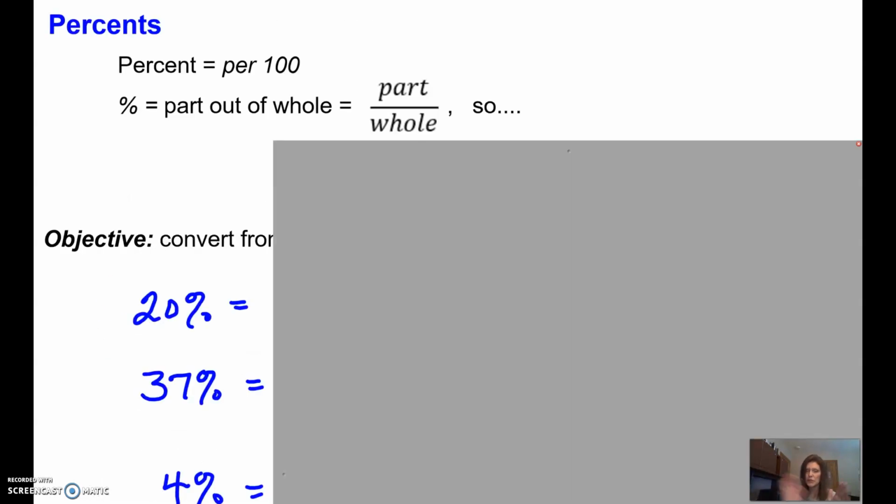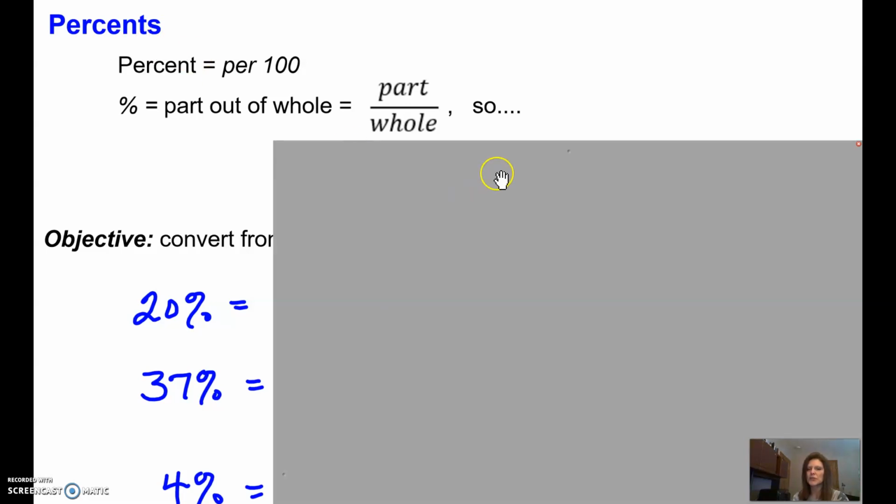All right, so a lot of our application problems are going to involve percents. So we're going to do a little bit of basics here before we really do some problems. Percent means per 100. The other way you can think about it is that a percent of something is the part out of the whole. How much of the whole am I looking at? So am I looking at half of it, or 50%, 50 out of 100, or 1 out of 2? That's what a percent really is.